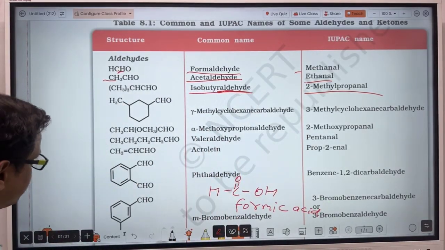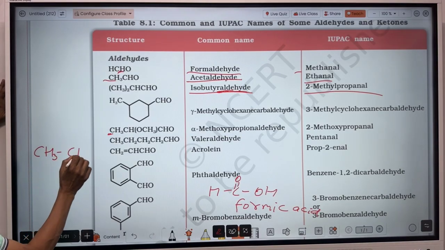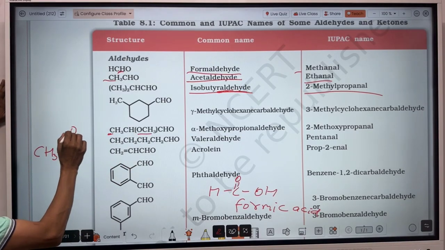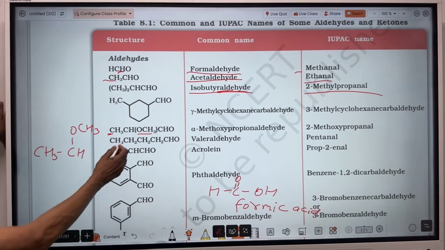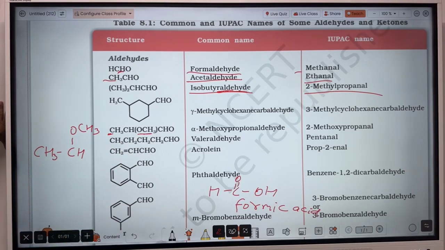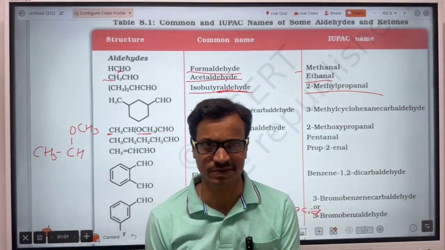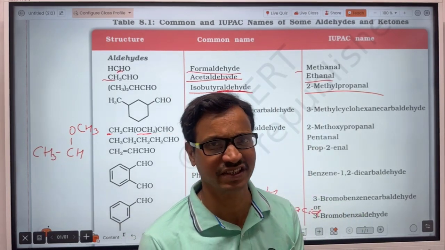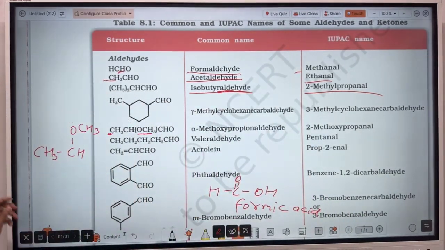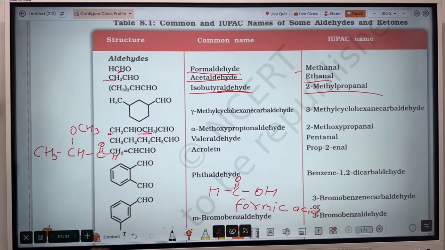So let's see about this compound here. Here it is CH3, here CH and OCH3. That means it's a methoxy group attached, not the ketone. Maybe someone gets confused whether there is a double bond or not. Whenever you have confusion, consider the tetravalency of the carbon and draw the structure accordingly. So the methoxy group is attached here, OCH3 here.